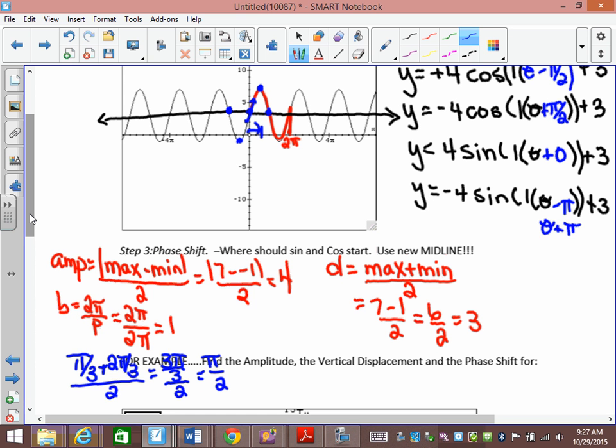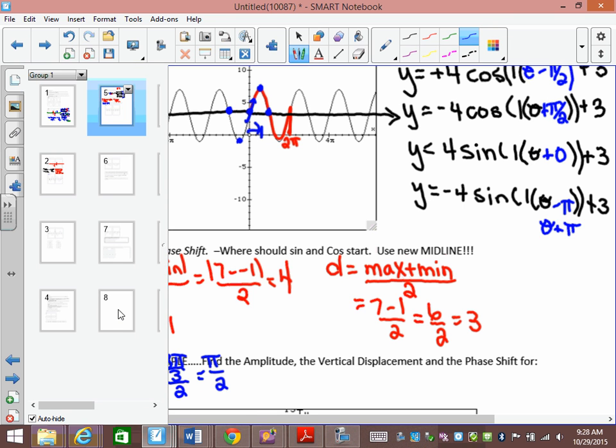Make sense? I want you to flip way ahead to example 2. Quite a few pages ahead to example 2.